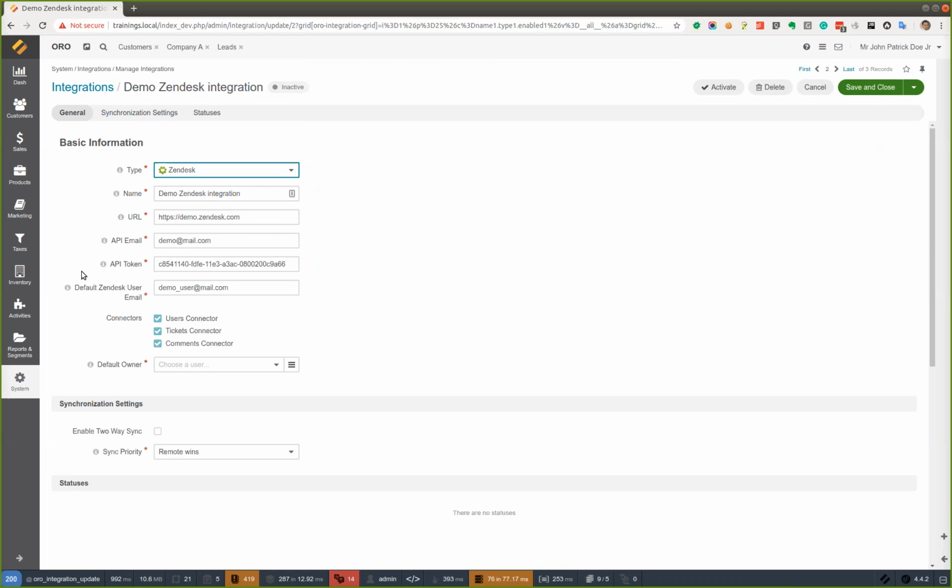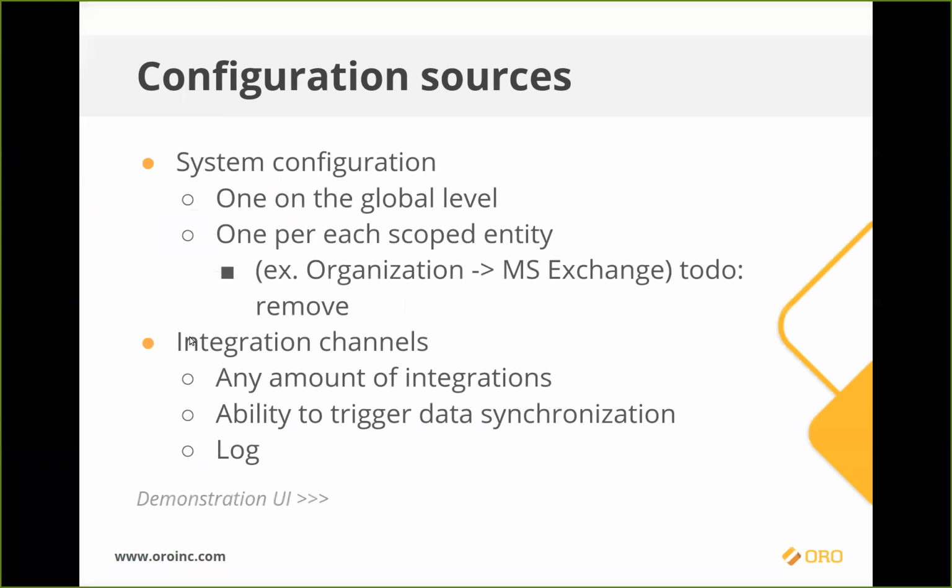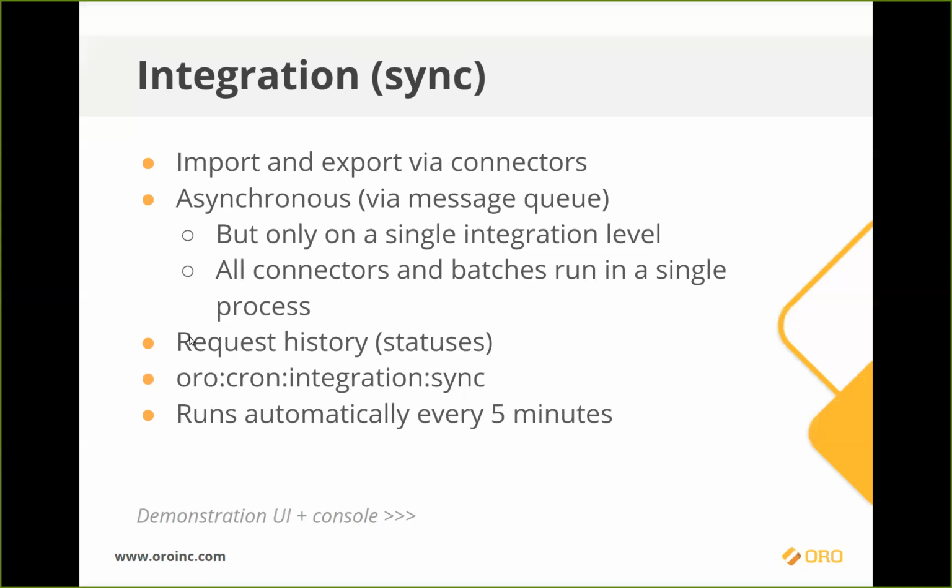Also, as you can see, for each integration, I can enable different connectors. So for example, from this given endpoint, I would like to synchronize only users, but for a different one, I would like to get all users, tickets, and the comments. So the sync: if we have an integration that is data sync, it is actually executing the import and export via the connector. So each connector is executing a different import-export job.